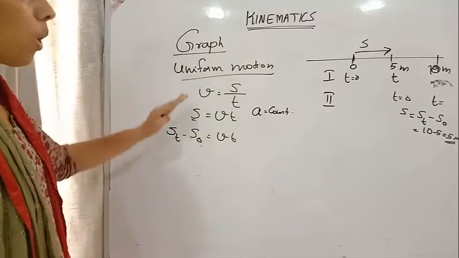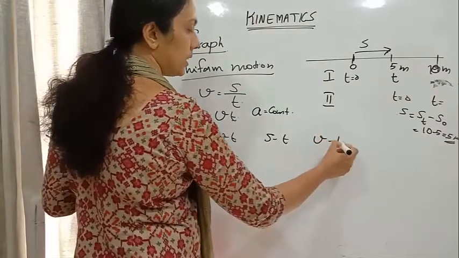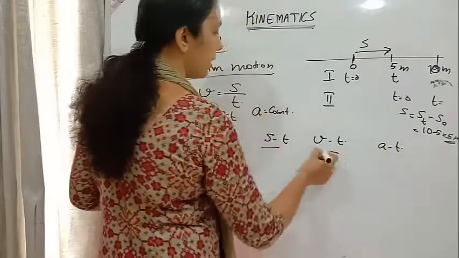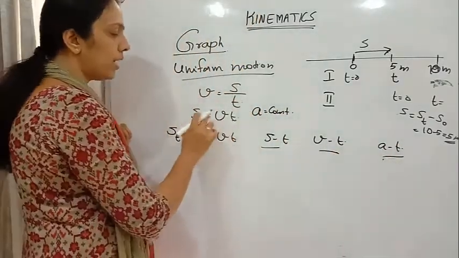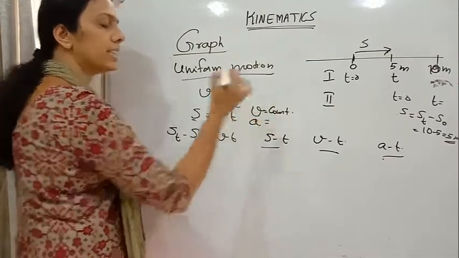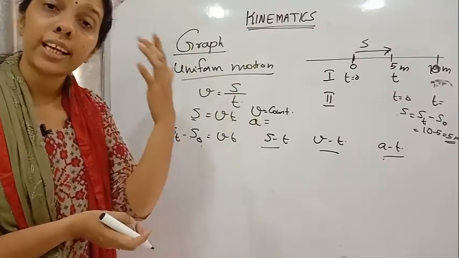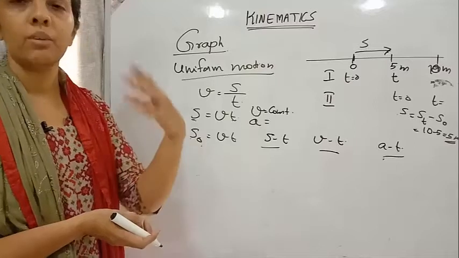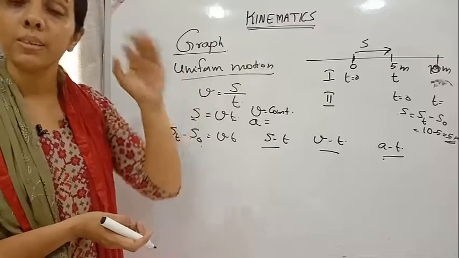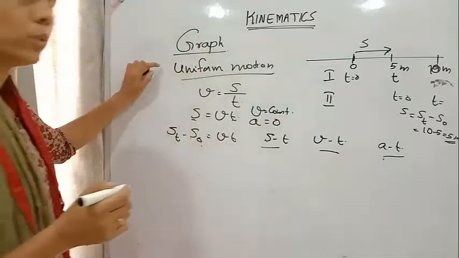Now we are going to draw three graphs: the displacement time graph, the velocity time graph and the acceleration time graph. So S is equal to Vt. Velocity is a constant. What will be the acceleration at that time? Acceleration is the change in velocity divided by time. What is the change in velocity here? Since velocity is constant, the change in velocity will be 0. So acceleration will be 0 in the case of uniform motion.